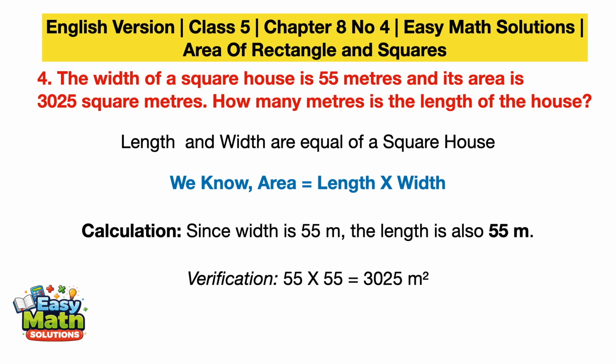We know the area is length into height. In calculation, 55 meters length and 55 meters height, then verification: 55 into 55 equals 3025 square meters, already given in this math. So in this type of math, in a square, the length and height are the same.